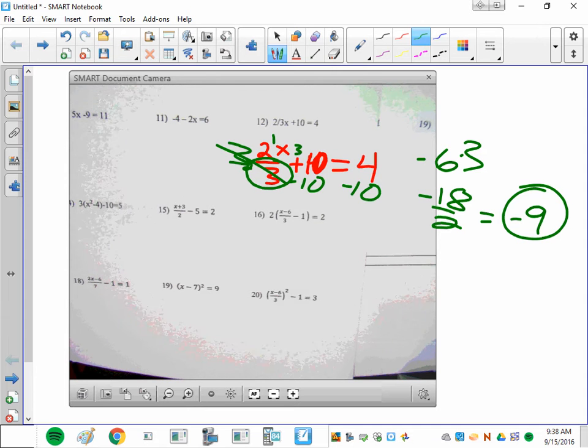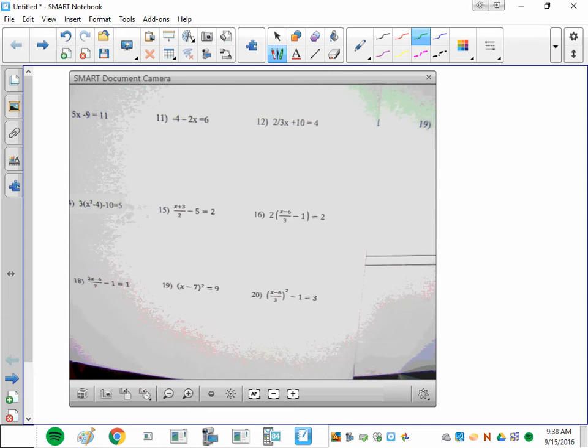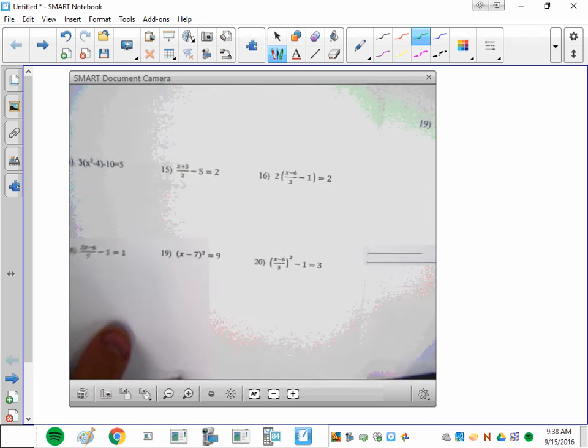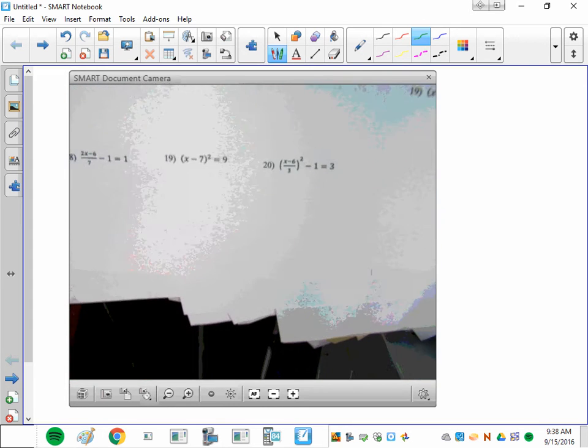Okay. Take a look at 19. How many operations do you see? Yeah, there are 2. So we have the subtraction and the squared. How do you undo a squared? Square root. You could do that, but that's going to make it more complicated. To undo a second power, you actually use the square root.